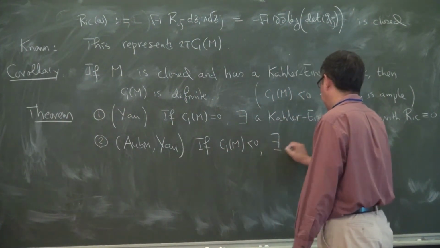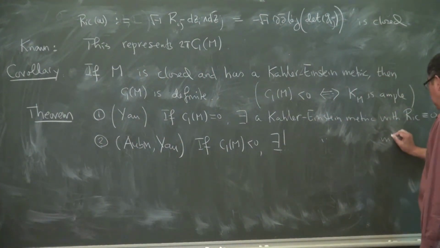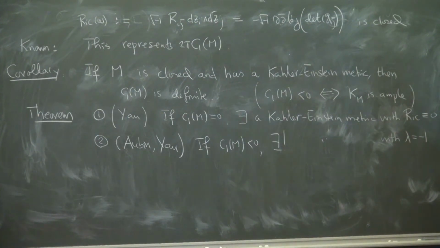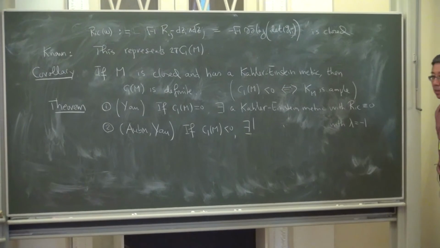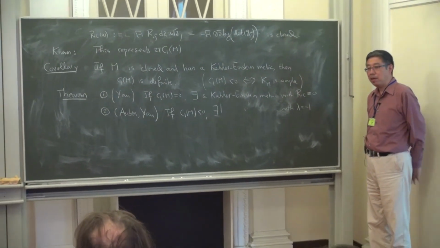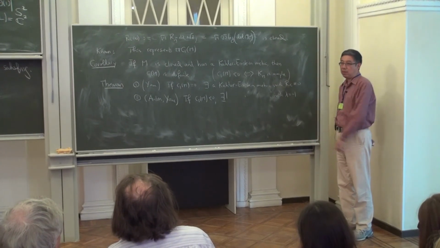If C1 is negative, there is also a Kähler-Einstein metric with lambda negative. The positive case is more tricky. It's only recent progress, so I think I don't have time to talk about it. Next time I will talk about some simple things about the Kähler-Ricci flow, and may come back a little bit to this Kähler-Einstein metric.